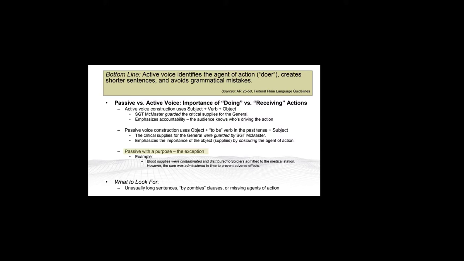And what was interesting is we actually found it in some of the reports that you guys looked at. There are times when you don't know who the agent of action is. That person is a subject unknown, and because of that, you only know what happened afterwards. So this example here, blood supplies were contaminated and were distributed to soldiers who were admitted to the medical station. Don't know who contaminated it. Don't know how they got in there, but they're there. And sometimes that effect, people are in danger, is more important than the cause of it, which we may not know.